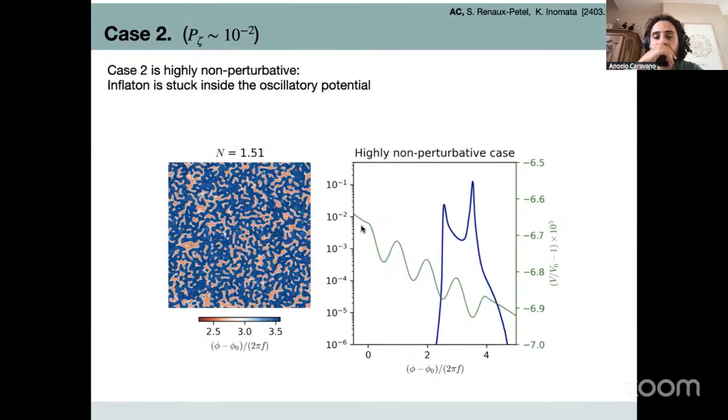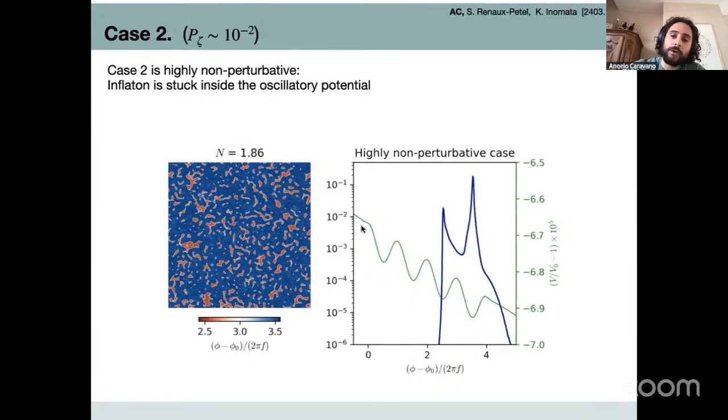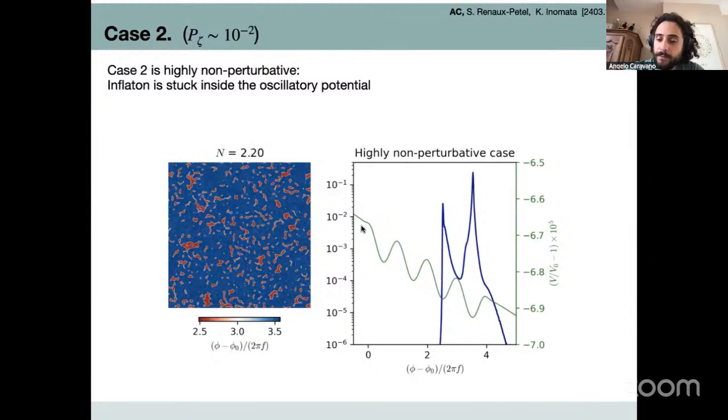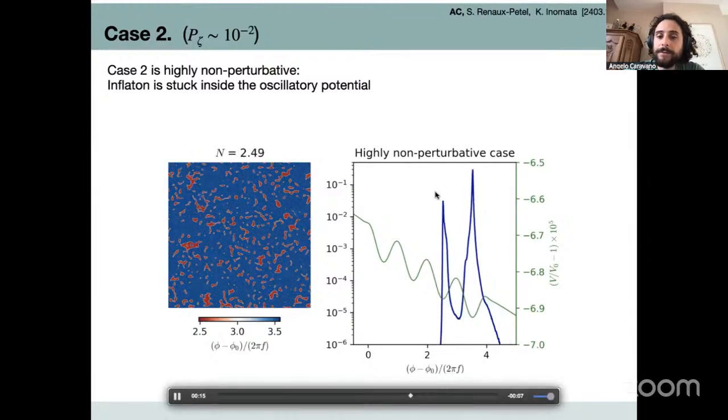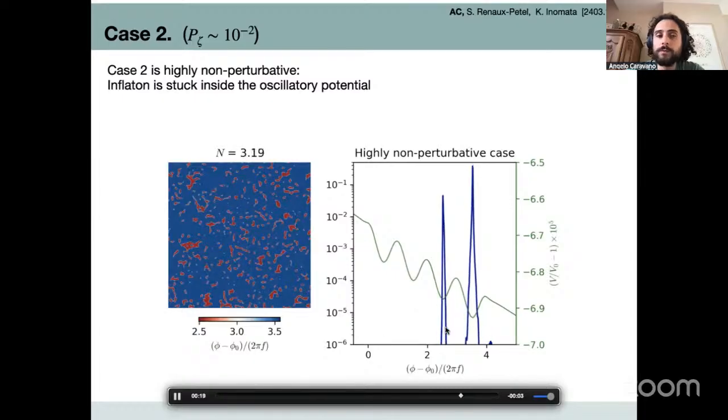So we observe that instead of moving on to the next region of the potential as the linear theory would tell you, the inflaton is actually completely stuck in this oscillation. So what linear perturbation theory was telling you is very, very different from what's going on. And we start understanding maybe a little bit why we decided to call this the inflationary butterfly effect. I will show it in a minute.